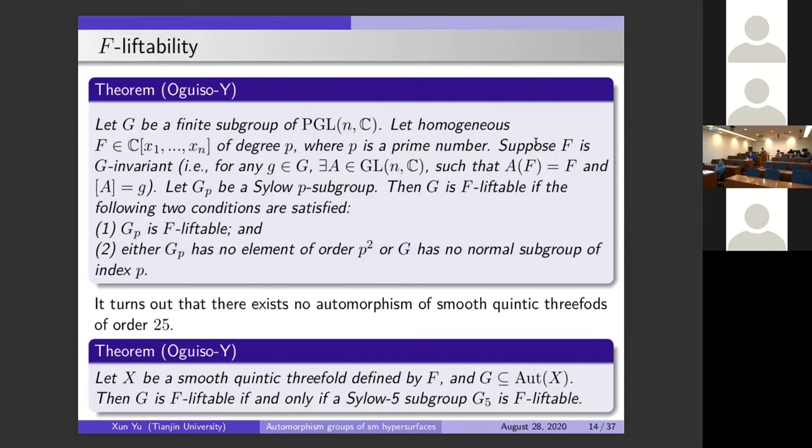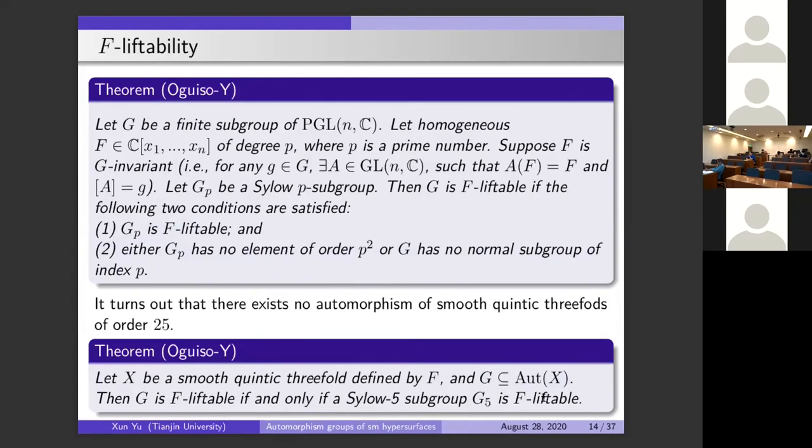in the quintic case, it turns out there is no automorphism of order 25. So that means the second condition is always satisfied in the quintic case. So we only need to check F-liftability for the Sylow 5 part. So that's the following. So a group G acting on a quintic threefold is F-liftable if and only if the Sylow 5 part is F-liftable.